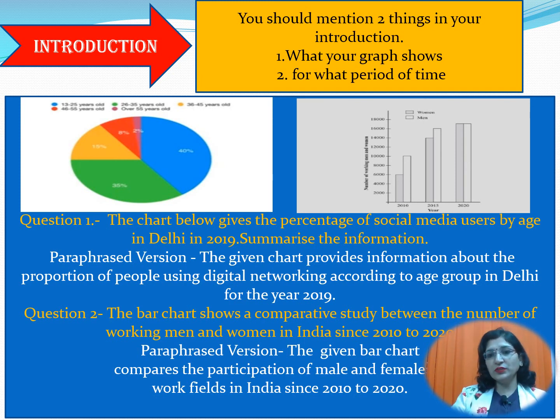Gives, you can use another synonym for gives, provides. Information about the proportion, which is a synonym of the percentage, is given in the question paper. I'll better write proportion of people using social media. In place of social media, you can definitely go ahead with digital networking according to age group. So as far as possible, you try to use synonyms and make the paraphrased version of the question information.